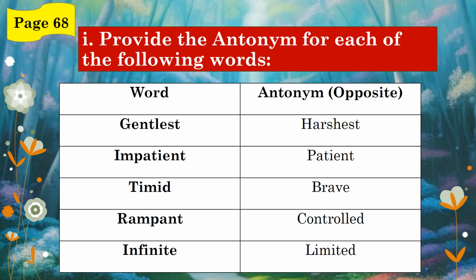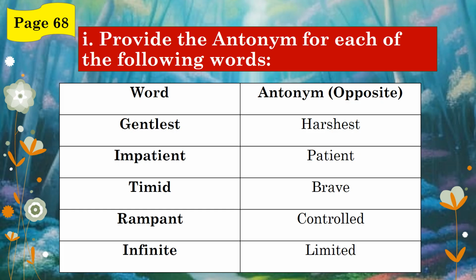Now let's look at some words and their antonyms, or opposite meanings. Gentlest, the opposite is harshest. Gentle means soft and kind, while harsh is rough or severe. Impatient, the opposite is patient. An impatient person can't wait, but a patient person stays calm.